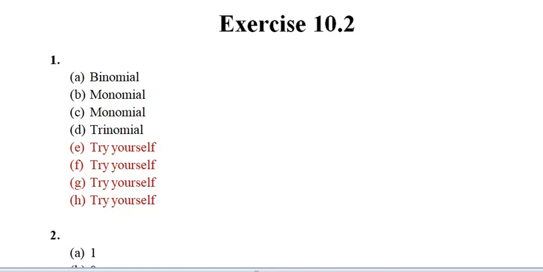So a monomial is an expression which contains only one term. A binomial is an expression which contains two terms. Trinomials, three terms. Quadrinomials, four terms. Mono means one, bi means two, tri means three, quadri means four. So monomials are one term, binomials two terms, trinomials three terms, and quadrinomials four terms. Now the question number two.